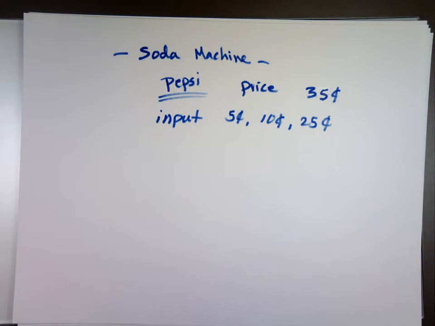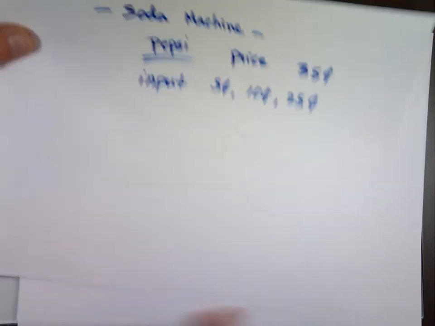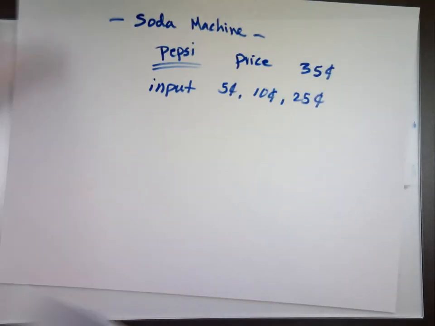Pepsi, price 35 cents, with inputs of 5, 10, and 25 cents. I'm doing a lot of calculation in my head, trying to minimize what's going to happen there. So let's look at the state diagram.